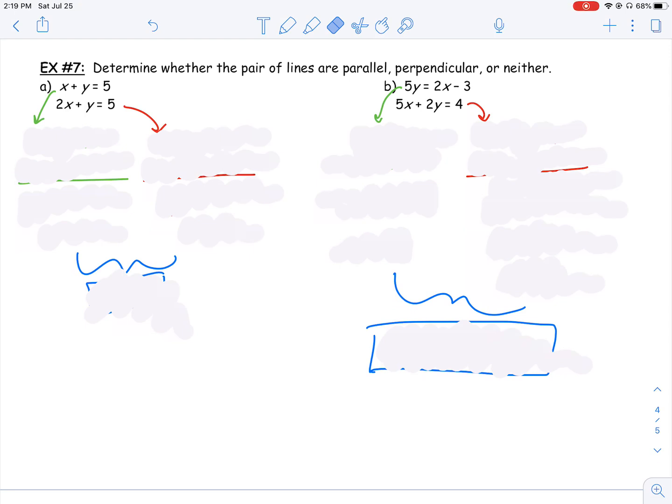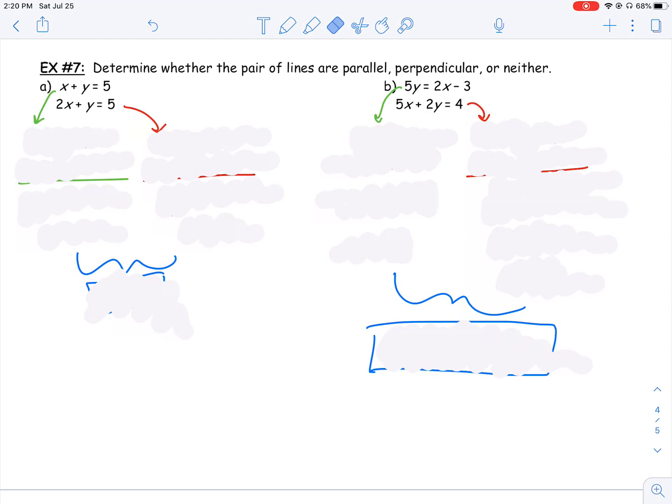Let's take these two equations in example number 1a and see if we can find their slopes. If they're the same, I know they're parallel. If they're opposite and reciprocal, I know they're perpendicular, and I don't have to graph them. So how are we going to find the slope of these two lines?